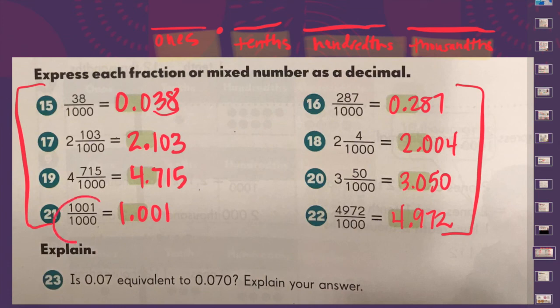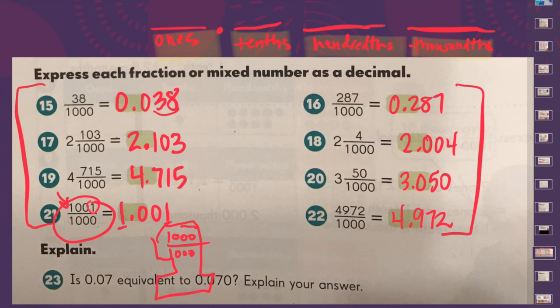Number 21 is 1.001. Let's talk about this one for just a minute because many of you may have noticed that this was an improper fraction, right? The numerator was greater than the denominator. So we know that 1,000 thousandths would equal 1 whole. Anytime you have the same numerator and denominator, that's 1 whole. So that's where we got the 1 in the ones place. But we had this 1 thousandth left over, and that's how we got a 1 in the thousandths place. So the decimal would be 1.001.